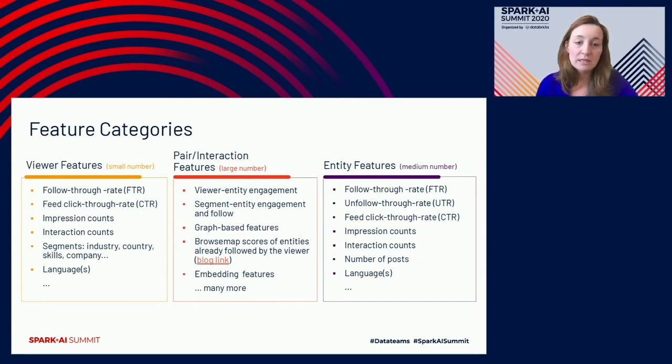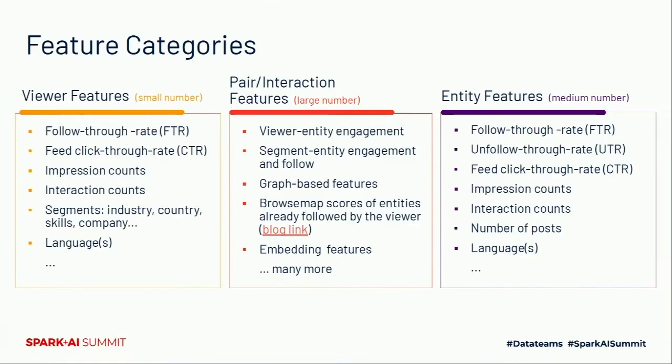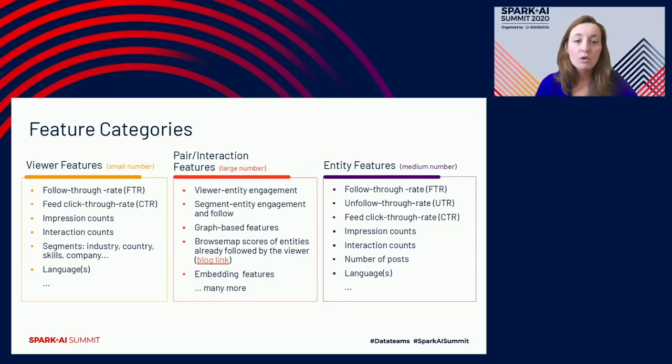features that we generate are the pair and interaction features, and those are generated in very large number. So I'm not going to go into the details of which pair features we generate. I just added some examples here. So basically, we can use the viewer entity past engagement, but we can also derive viewer entity affinity features based on graph data or based on browse map scores. We also leverage embedding features and many more.